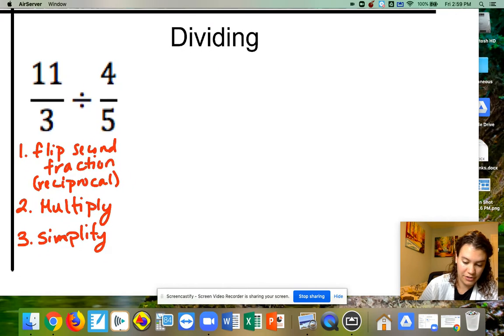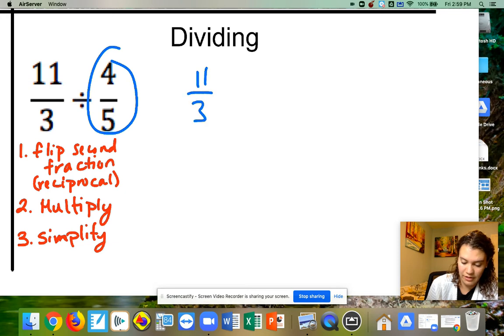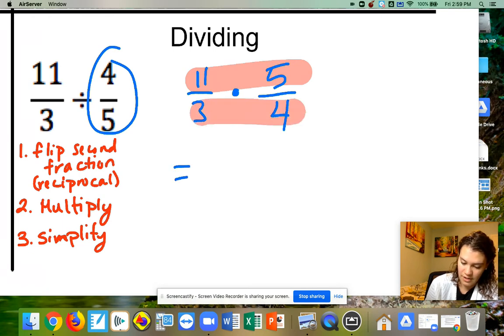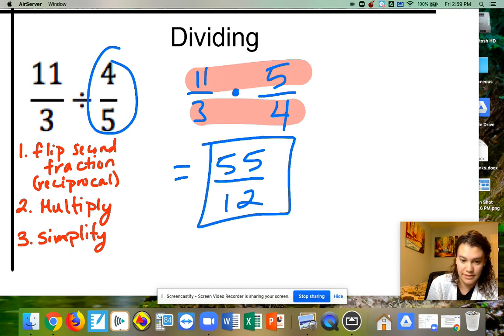Dividing is very similar, except the first step is you want to take this second fraction and flip it. So we have 11 over 3, and then I'm going to flip this fraction to get the reciprocal. And then you want to multiply instead of divide. So you multiply across, and you get 55 on the top and 12 on the bottom. And this one does not simplify again.